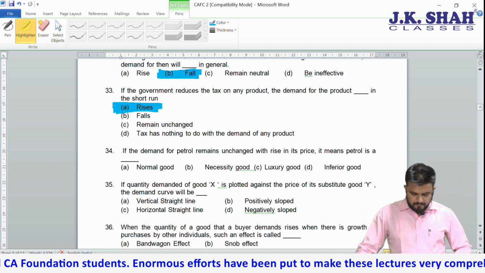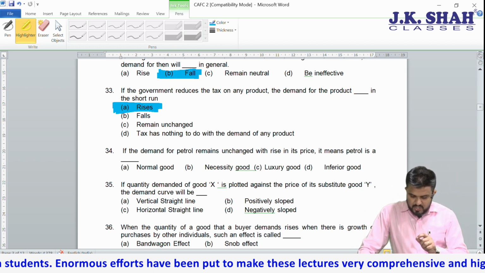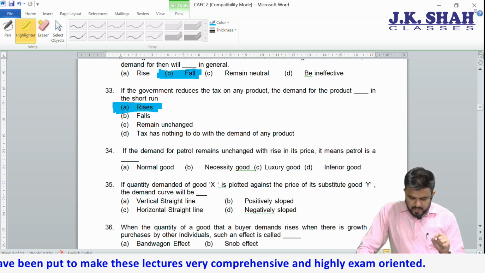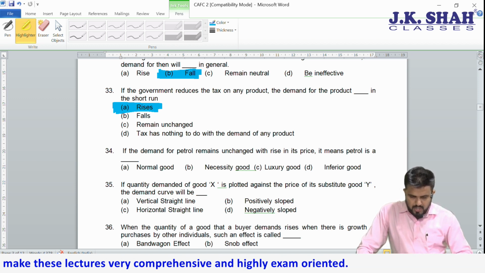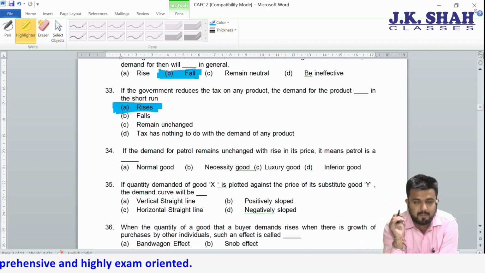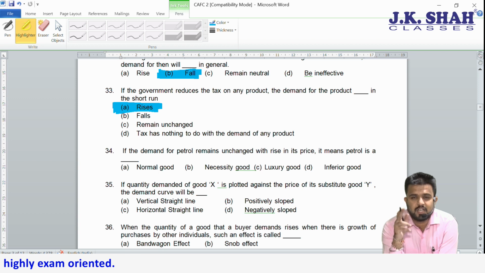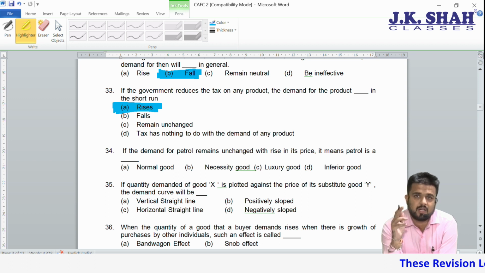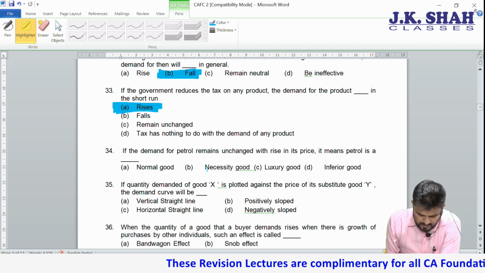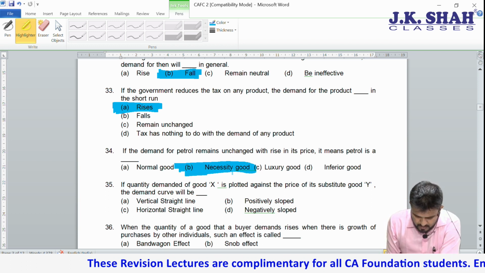Next, 34. If the demand for petrol remains unchanged with the rise in the price, it means petrol is a ___ product. Students, what will come? Can I say if the product is very important, it could be a necessity? Like if you are traveling by a two-wheeler or a four-wheeler every day, then filling up petrol becomes a necessity. Petrol becomes a necessity good.